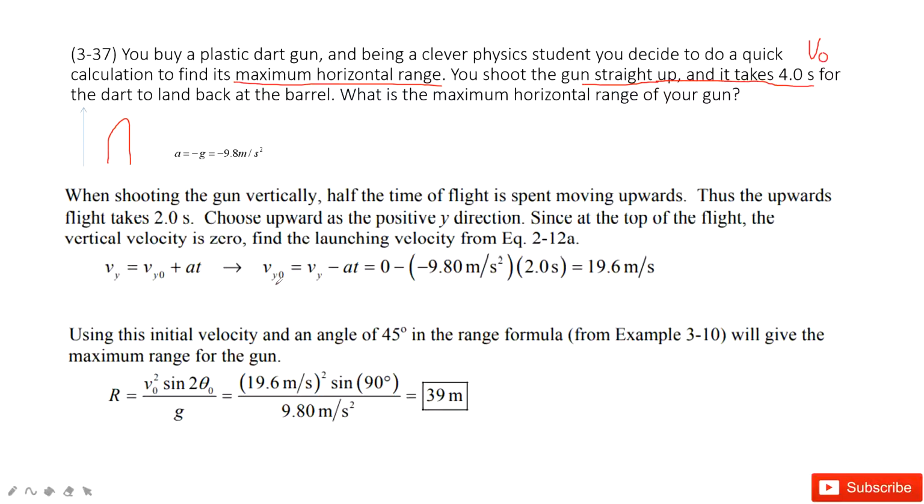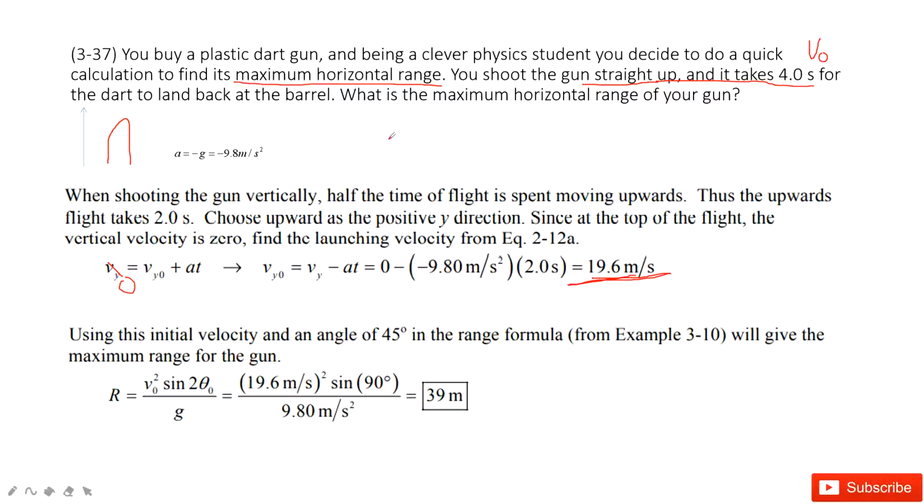So then we can find v naught. Using this one, we can see the final velocity equals the initial velocity plus a t. t is 2. Acceleration is given, negative g. And also, the final velocity y at the peak is 0. In this case, we can find the initial velocity is this one.